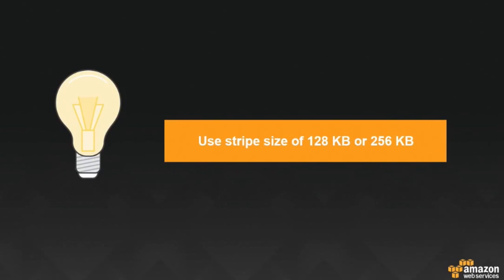So when you're doing RAID, the big takeaway is use a large stripe size, so 128 kilobyte or 256 kilobyte. That's because it's going to map into the I/O size that's seen by EBS and reduce the number of IOPS. If you have a small size, you're going to generate more IOPS than is necessary on your RAID volume.